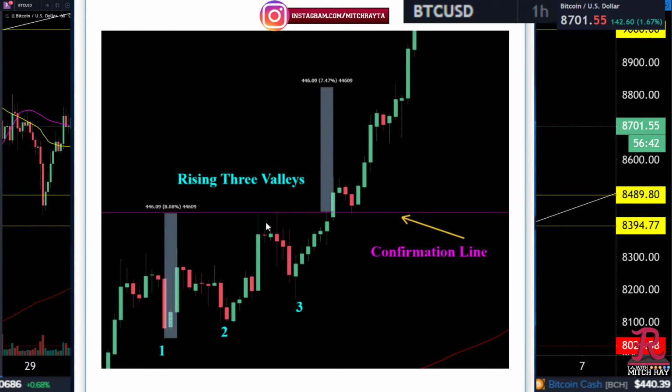So on the second peak, that's where you plot that horizontal line, the confirmation line, and you go from the first valley all the way to the second peak, and that's what's going to give you the measure move of the breakout of this pattern. And look, obviously we went much higher. This was Bitcoin, man. All right.